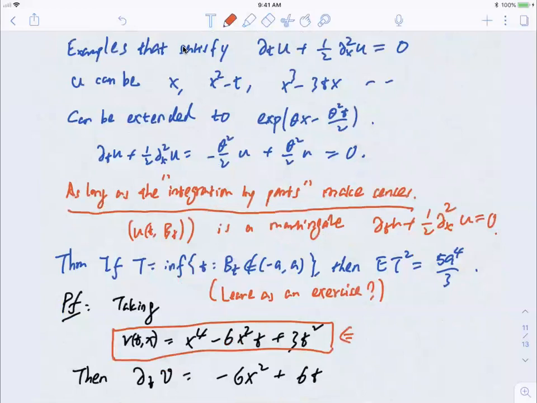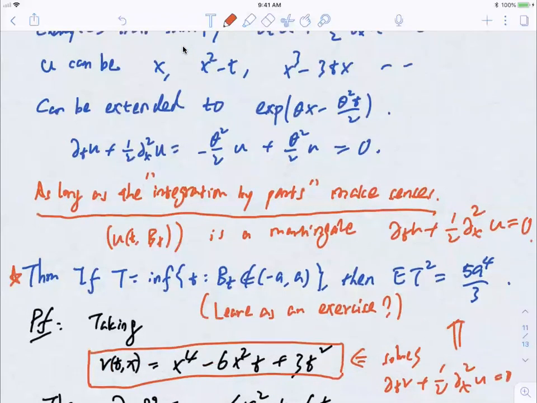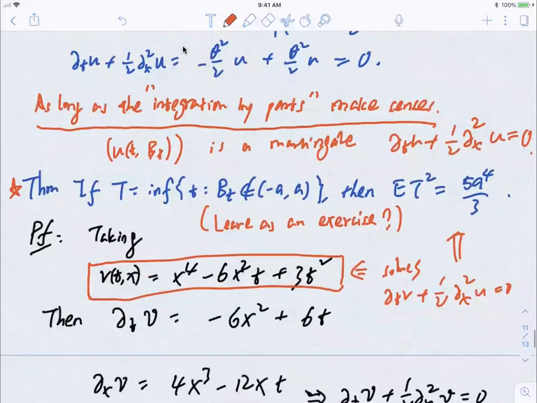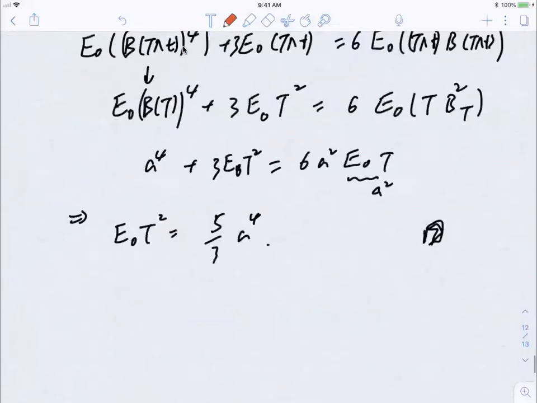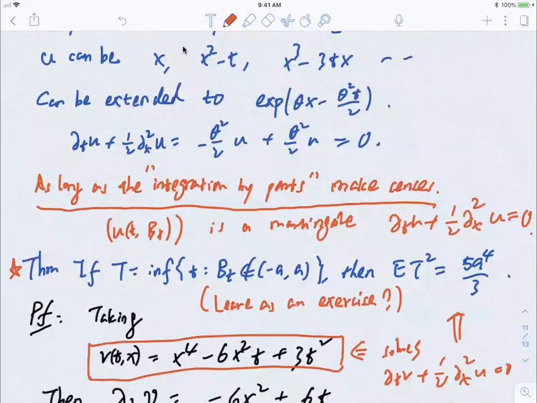you can check this v solves partial t v plus 1/2 partial x squared v equals 0. And we can use this to compute the expectation of t squared. You can keep doing this and probably compute t cubed, t to the fourth, all the moments of t. We already know the Laplace transform of t, so this makes sense. So we skip those discussions. If you have questions, I can answer, but all those are standard. I will just stop here and wait a bit, then go to the next section. So this is all the discussion for martingales.